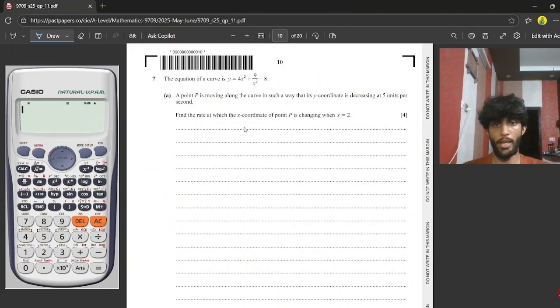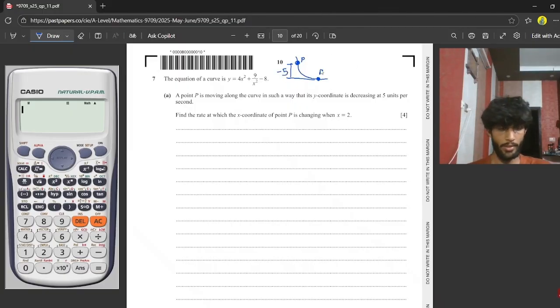So we're on question 7 now, and it says the equation of a curve is something something, and that a point P is moving along a curve in such a way that its y-coordinate is decreasing at 5 units per second. So what that means is, let's say I imagine a curve over here that looks something like this. And on that curve, I have a point P. Now, after 1 second, the point P is going to be over here, and the y value that changed between these 2 points was basically 5, and it decreased. So it's going to be negative 5.